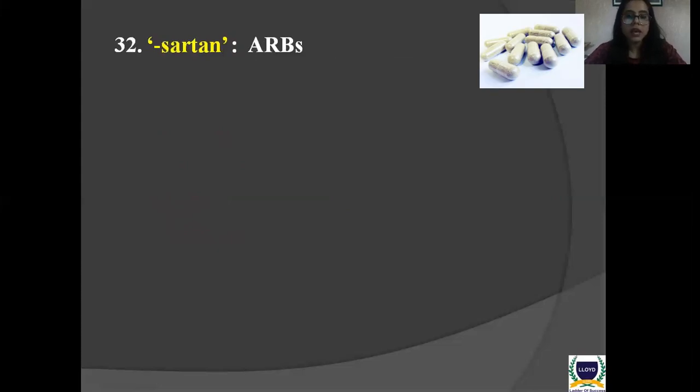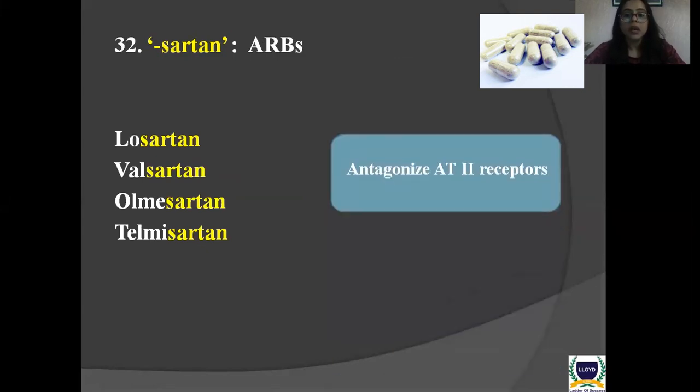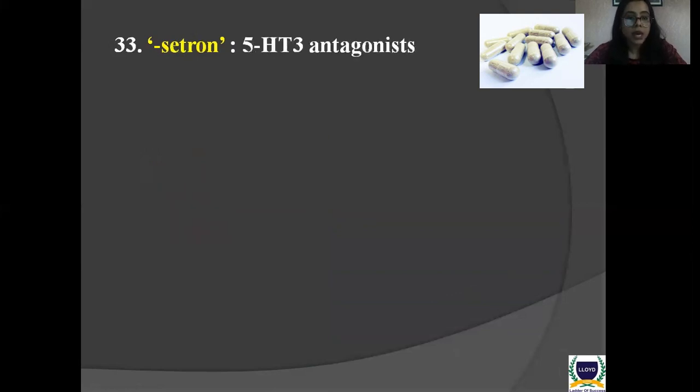Sartan indicates they are ARBs. What is ARBs? Angiotensin receptor blockers. Under the angiotensin receptor blockers, the drugs are losartan, valsartan, olmesartan, and telmisartan. These drugs basically antagonize the angiotensin type 2 receptors, so they can be used as antihypertensives. Our next type of suffix is setron.